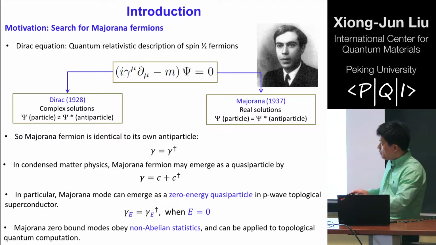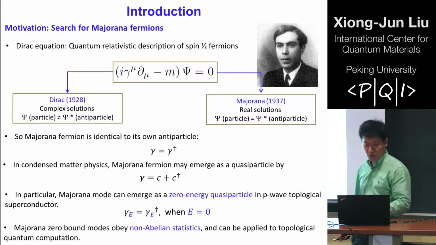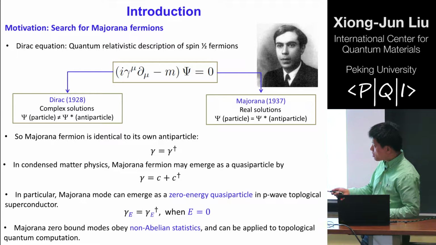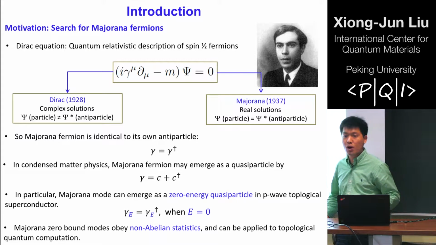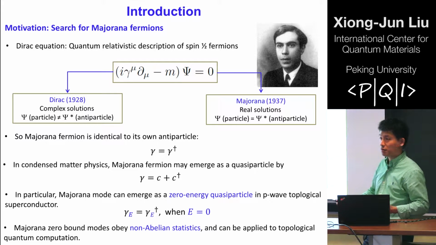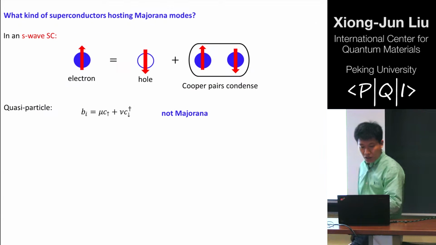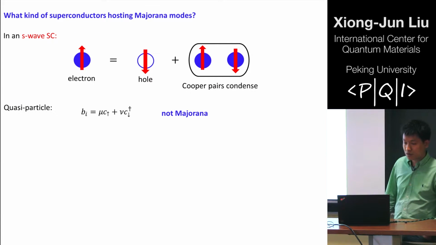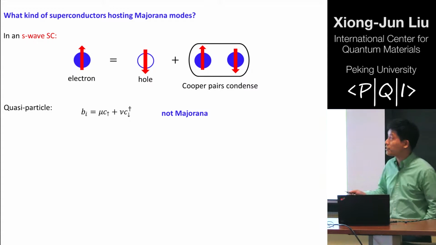But more interestingly, we want to study this issue in condensed matter because the Majorana zero bound states in the topological superconductor obey non-abelian statistics. Actually, this is the most important motivation why we want to study Majorana fermions in condensed matter. I will go back to this issue later. First of all, as I just mentioned, in the pure superconductor we can have Majorana fermions. How to understand this picture?